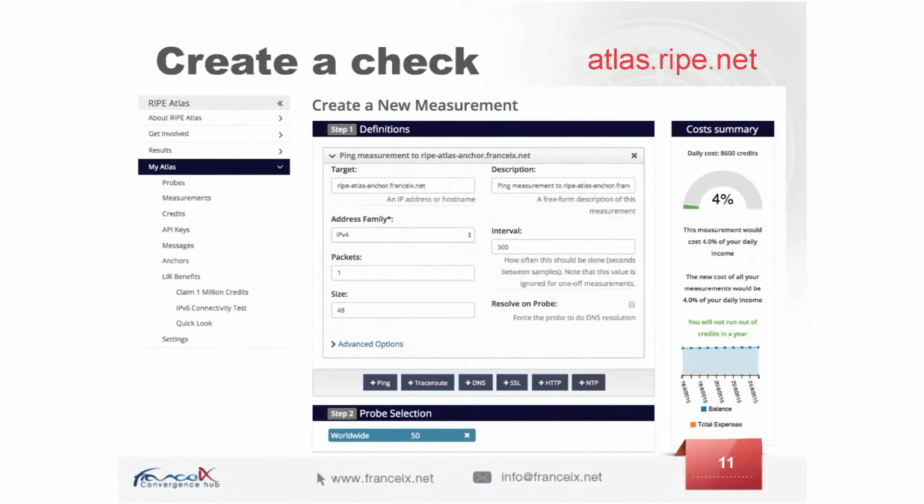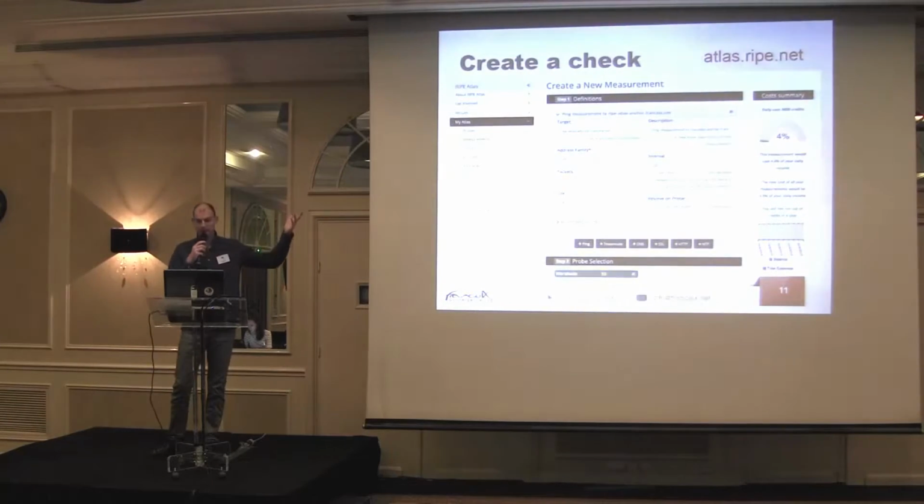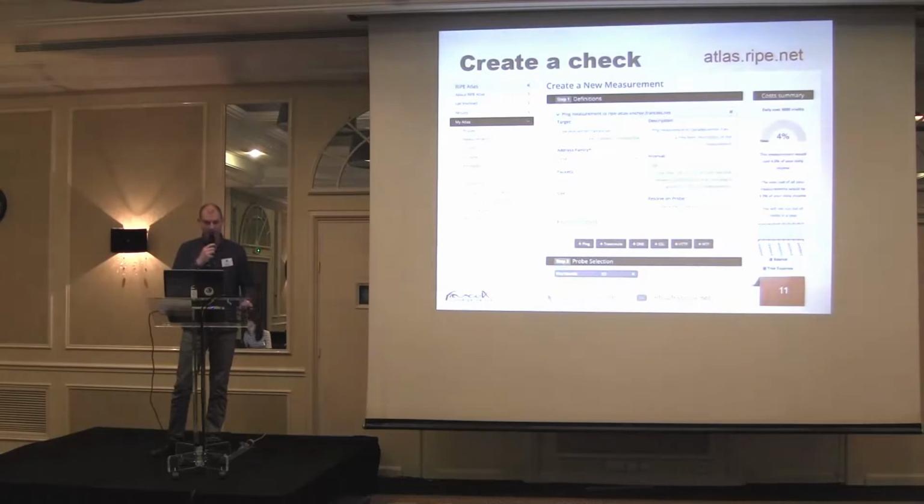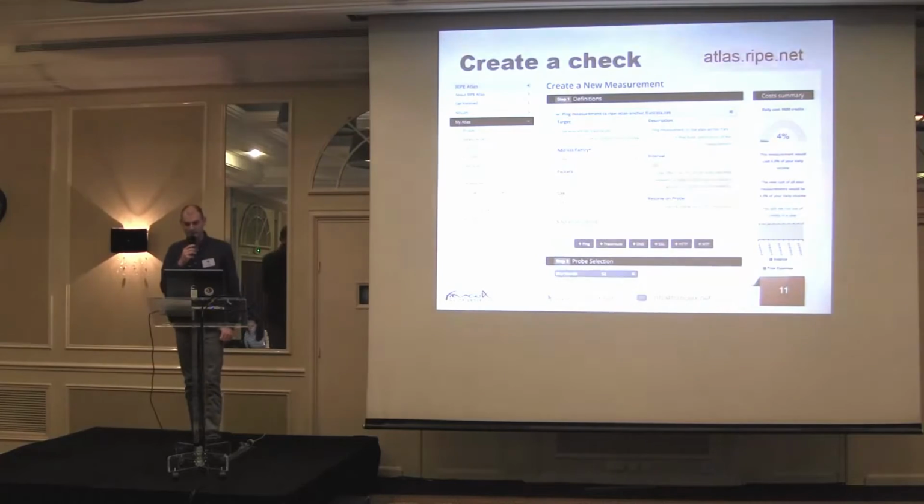So there is a very well done interface on atlas.ripe.net. You can create an account and ask for credit. And it's really easy to add some measurements. For example, here, I try to make a ping, and I can define the target and the interval between the checks, and with all this information, RIPE is calculating the total amount of credit I am spending for this measurement. And if I'm using too many credits, I can ask for more credits. There is a link, claim 1 million credits here.